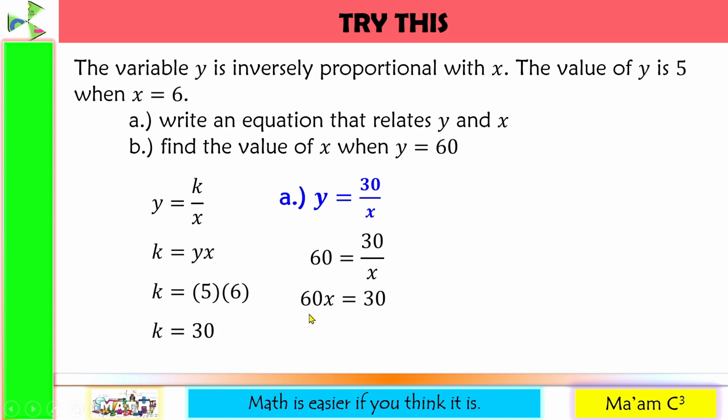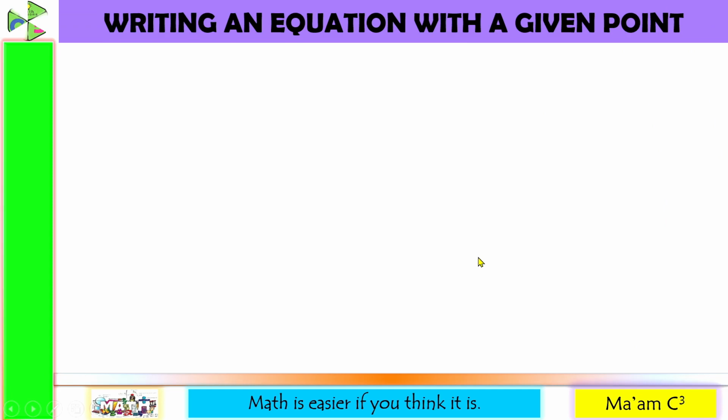Divide both sides by 60. This will cancel out. 30 divided by 60, and that is equal to 1/2. That is the value of x when y is 60. Suppose we are given a point. How do we write the equation?